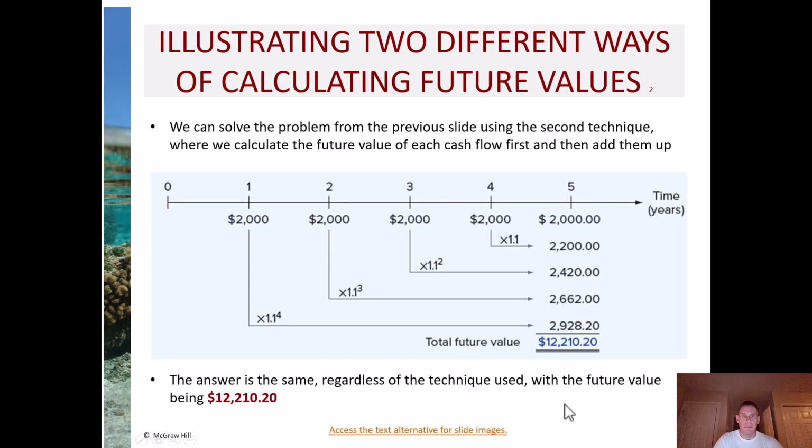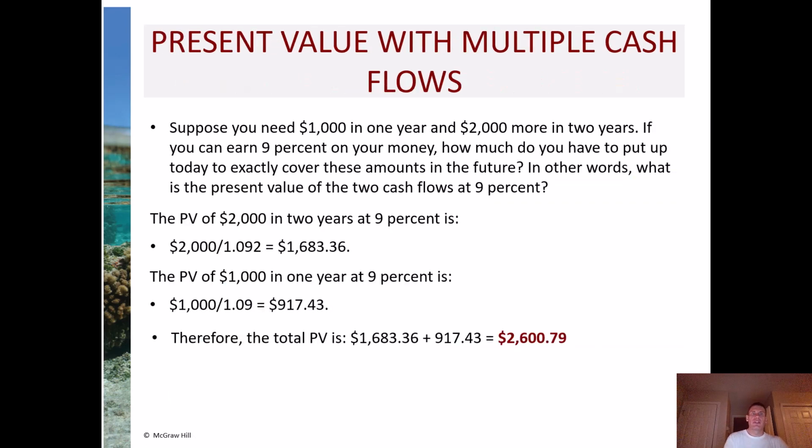So you can also solve the problem this way too. You could take 2,000 times 1.1 to the power of 4, get that value. You could do 2,000 times 1.1 to the power of 3. That's what we're doing here. And then we're just basically adding all these different amounts up. And of course, you notice that we get the same answer.